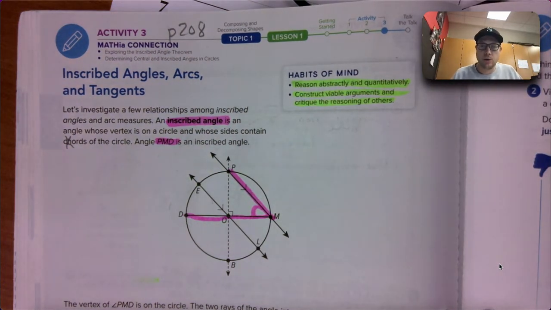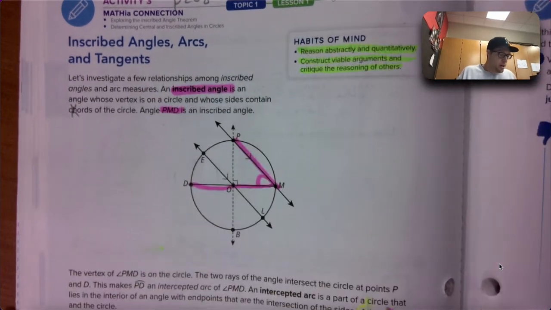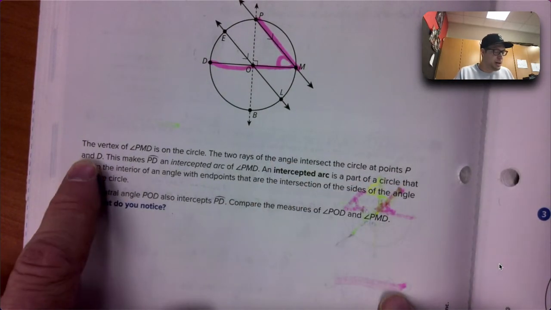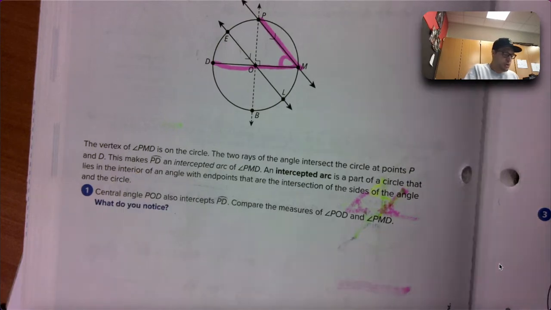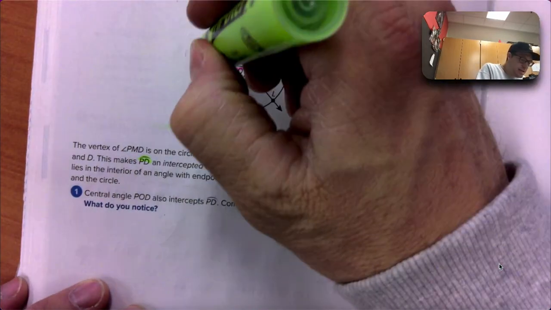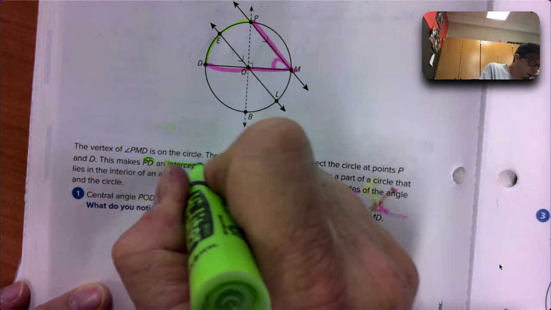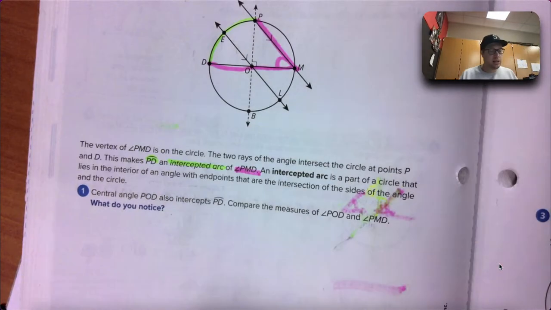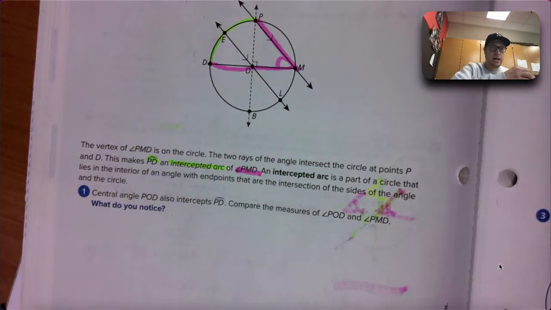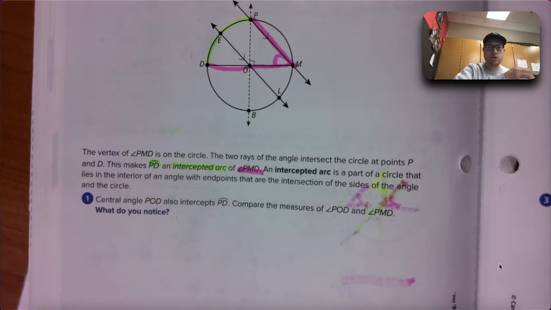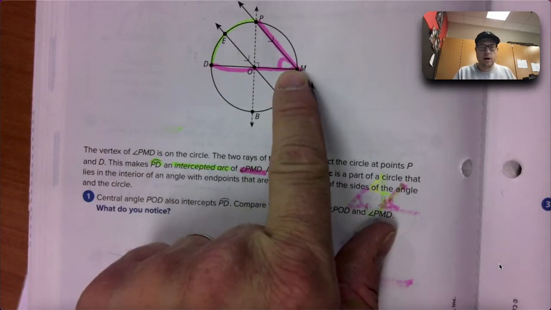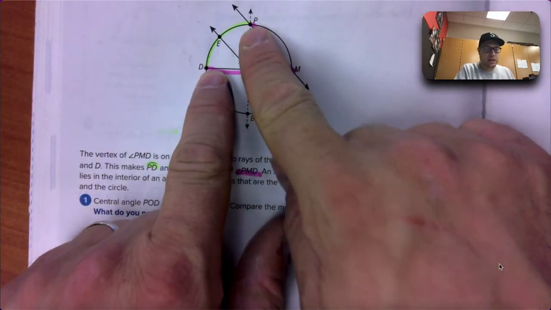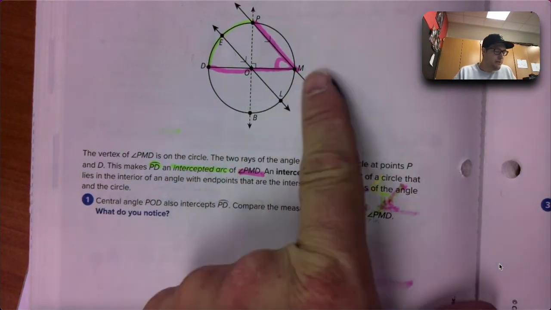Let's do some math with that, all right? The vertex is on the circle. The two rays of the angle intersect the circle at points P and D. That makes the arc, notice it's got the little arc over it, PD, called the intercepted arc of the angle PMD. I've got at least 3 highlighter colors. You should as well. An intercepted arc is a part of a circle that lies on the interior of an angle. The endpoints of the arc are where the sides of the angle intersect the circle, and the vertex of the angle is on the circle.